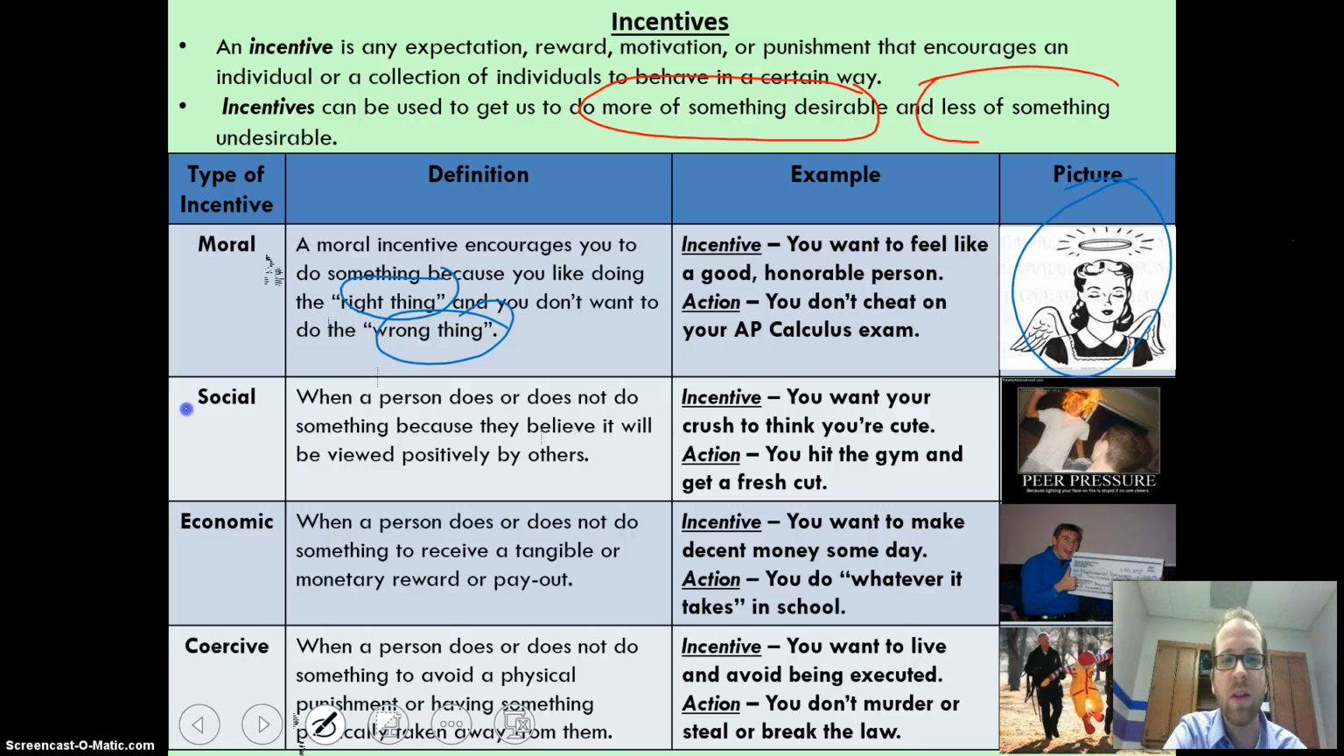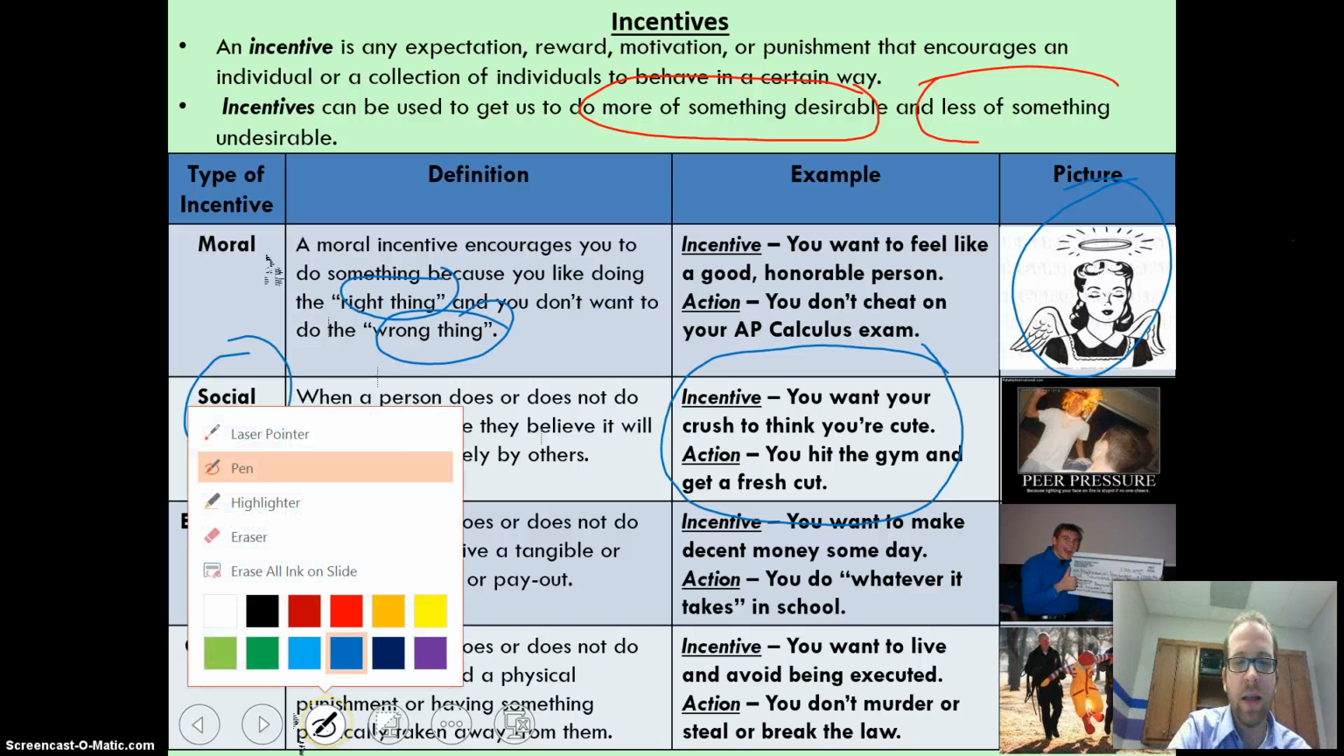Next up, we have social incentives. This is based on what other people think about us, not based on what's right or wrong, but what other people think. For example, if other people think that Jordans are really cool, then I might choose to wear Jordans so that people will think I'm a cool person, right? This is based entirely on other people's feelings about me. It's not based on what a holy book says, it's not based on a philosophy or a religion, it's based on what other people think about me. So, for example, if you want someone to think you're attractive, you might go to the gym.